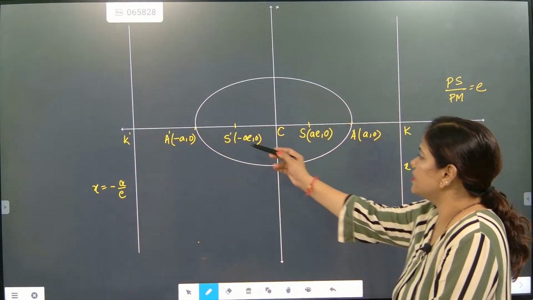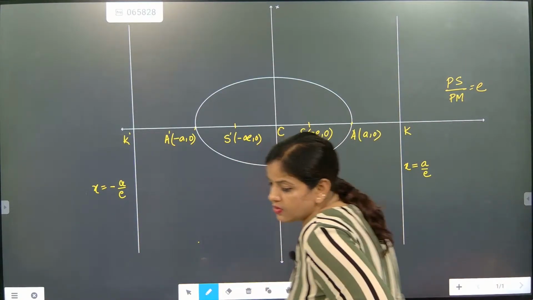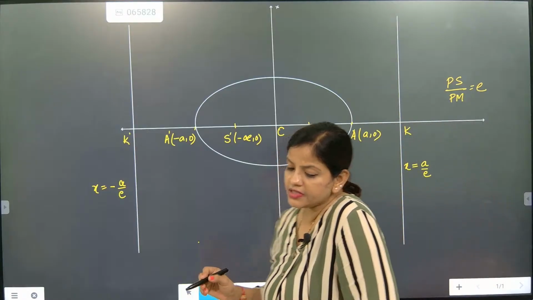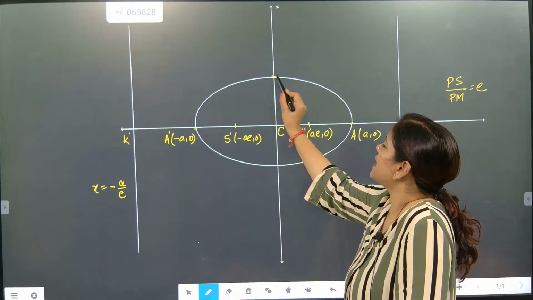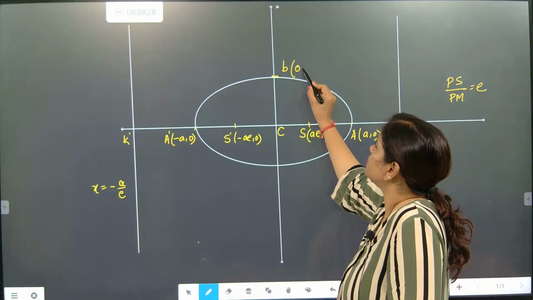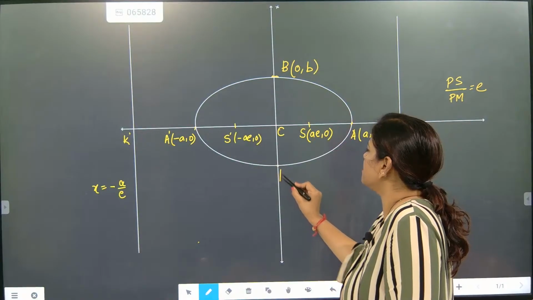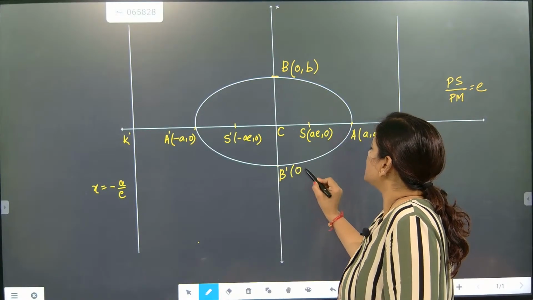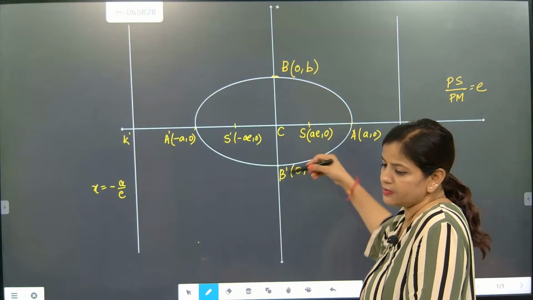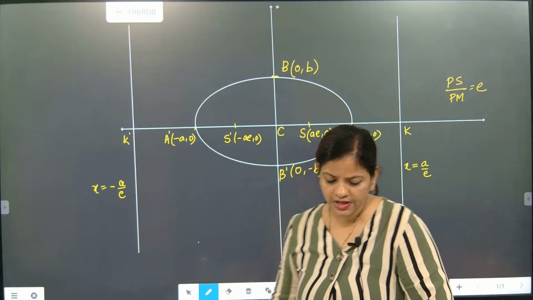And this is the vertex point. The vertex point here will be minus a comma 0, and here the vertex point will be a comma 0. Now, this section will be considered as the minor part, B, so B will become 0 comma B. This part will become B dash, that is 0 comma minus B. So the total distance here will be 2B, and this total distance will be 2A. I hope till here it is clear.